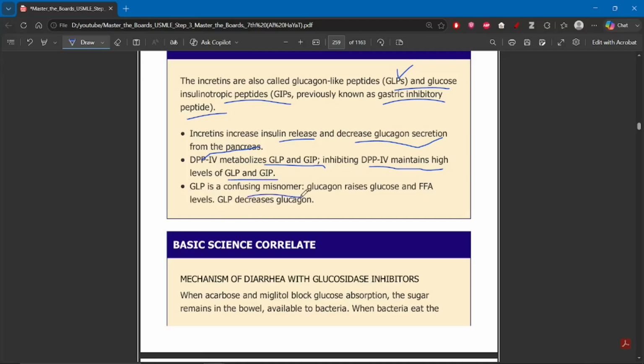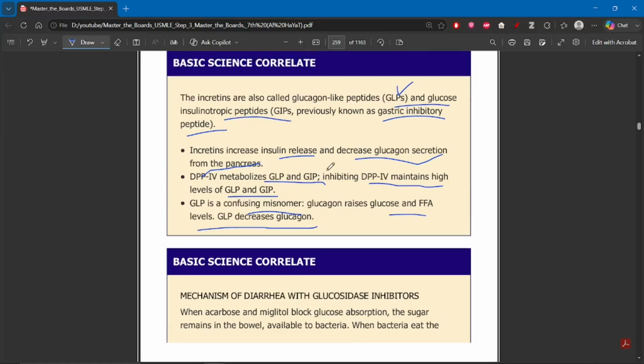GLP is a confusing misnomer. Glucagon raises glucose and FFA levels. GLP decreases glucagon. So remember that you're not supposed to get tricked by the name. GLP agonists decrease glucagon, right? So remember that they decrease glucagon. And I've already explained this to you guys. Incretins basically increase the insulin release and decrease glucagon secretion. So this is exactly what we want in diabetes mellitus.